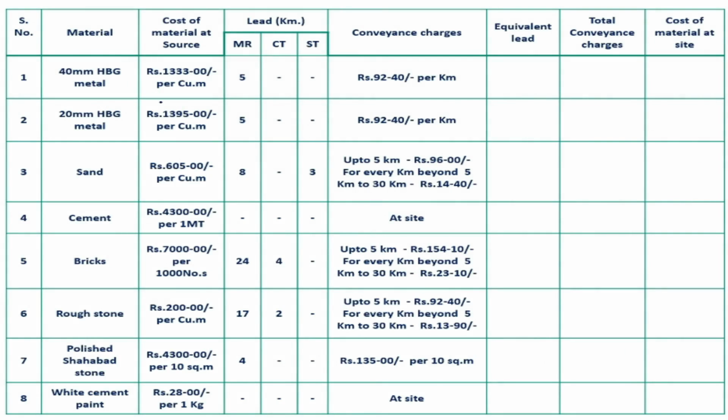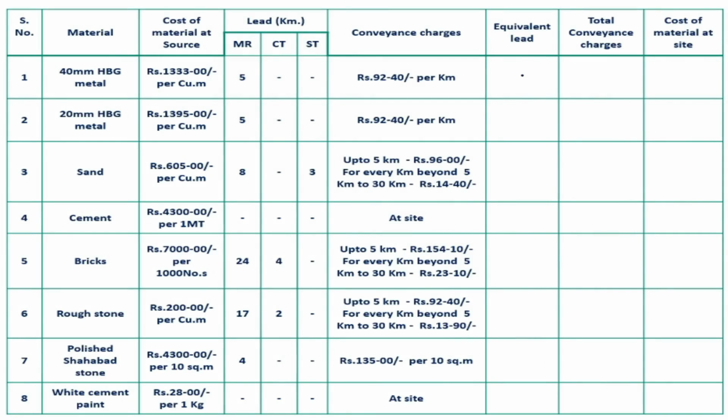Enter all this data in one table and add additional columns for equivalent lead, total conveyance charges, cost of the material at source. The first material is 40 mm HBG metal. Cost of this material at source is 1333 rupees per cubic meter, and it is taken from 5 kilometer to the site, and its conveyance charge is 92 rupees 40 paisa per kilometer.